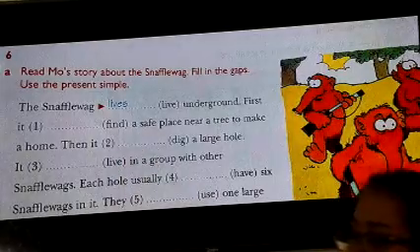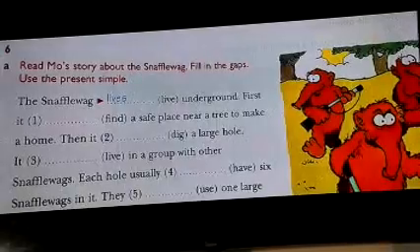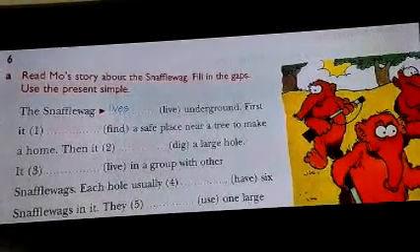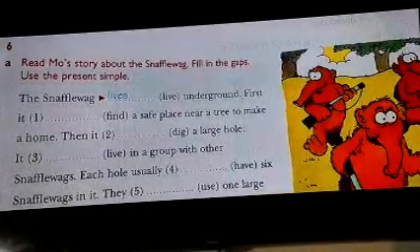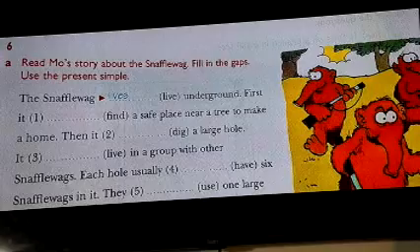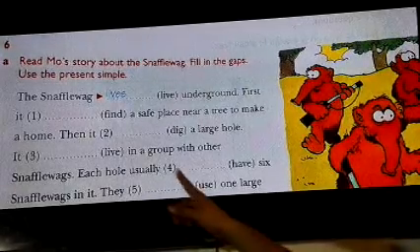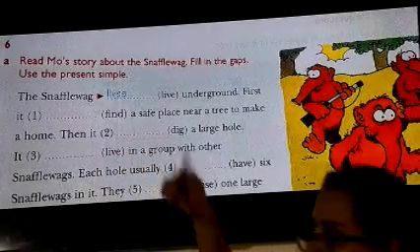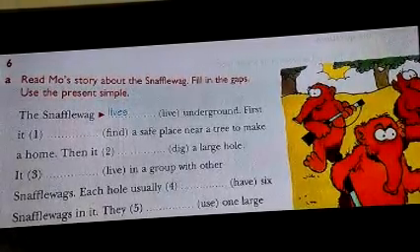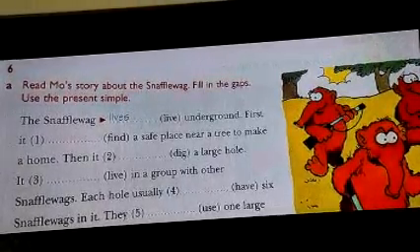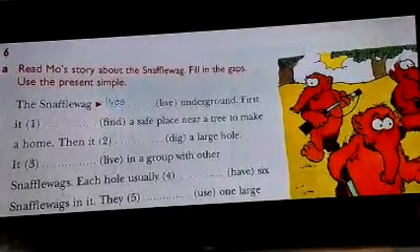It finds. The verb is find. So it finds. You have to make it agree with the noun. The noun is it, the third person singular. To make the verb agree with the subject it, singular, you add S. It finds a safe place near a tree to make a home. And the rest of it again you are supposed to do. So this is the first one, the rest will come to you.